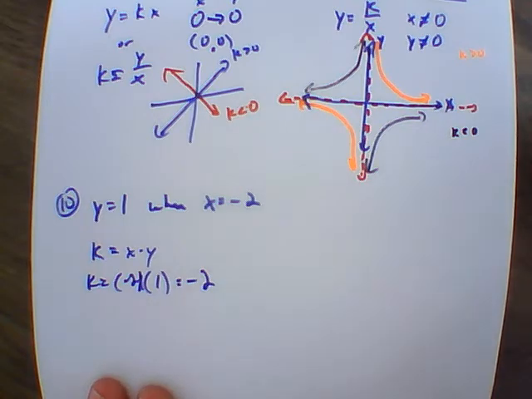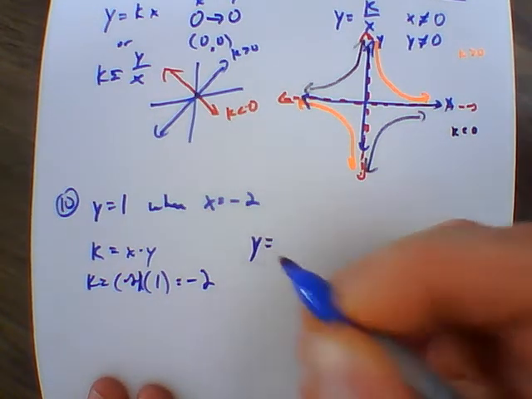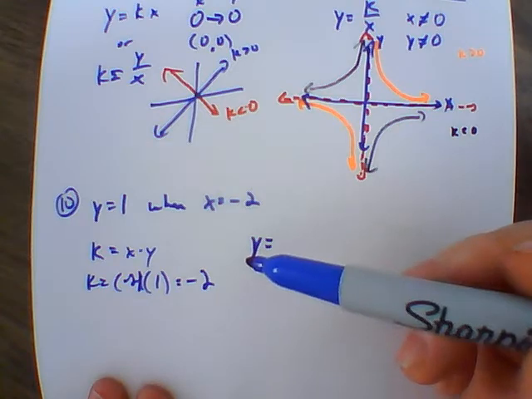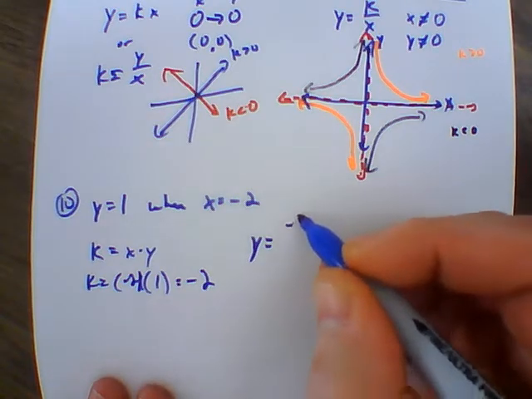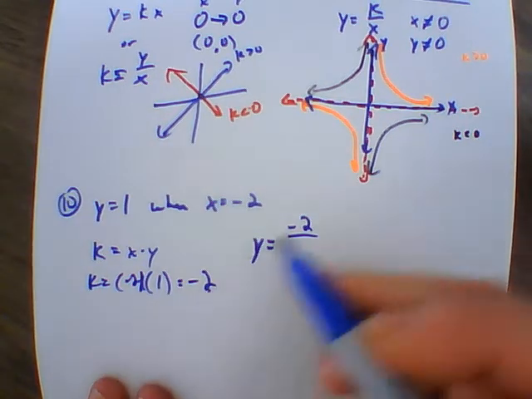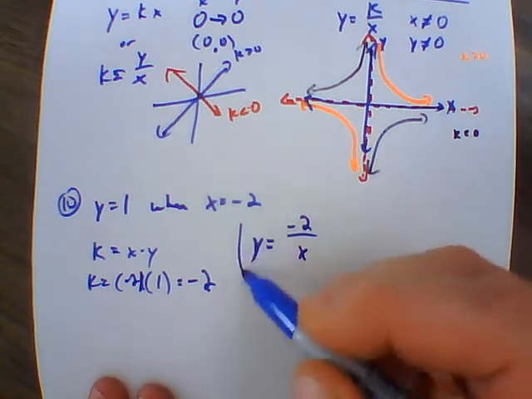Now do realize we are not done with this. One of our better ways to write our equation is in the form y equals k, which was negative 2, over x.